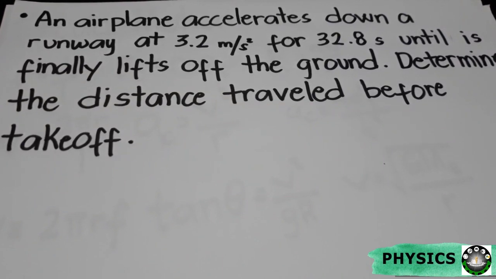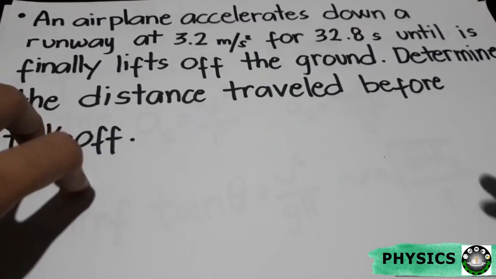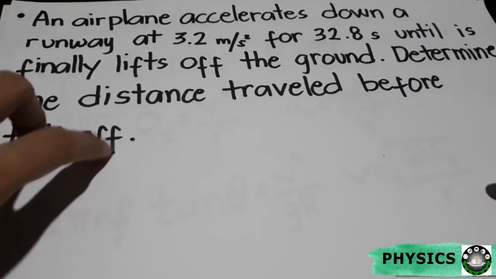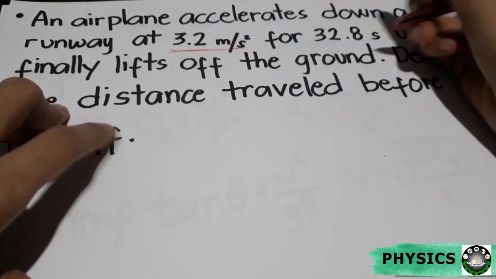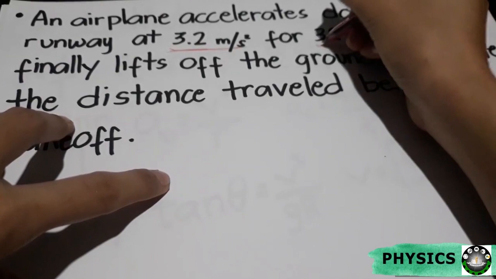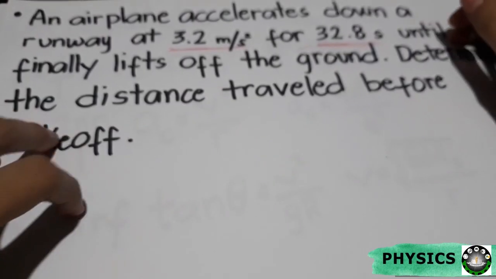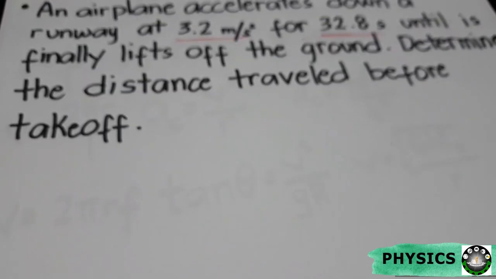So in this problem, an airplane accelerates down a runway at 3.2 meters per second squared for 32.8 seconds until it finally lifts off the ground. Determine the distance traveled before takeoff. So here we need to take note that we have an acceleration of positive 3.2 meters per second squared, and then we have a time of 32.8 seconds. And then we're finding the value for distance traveled.